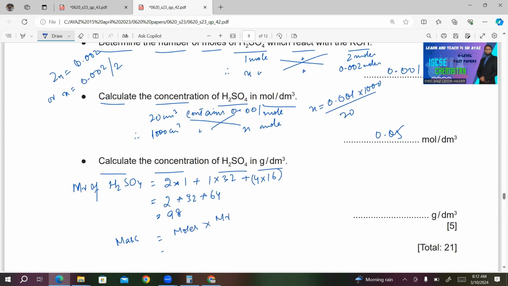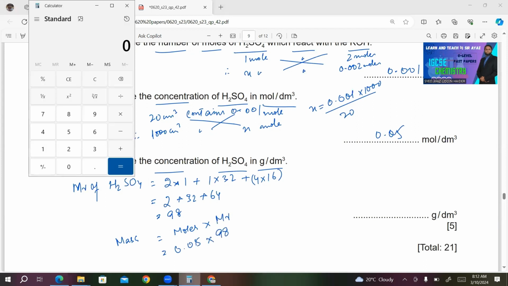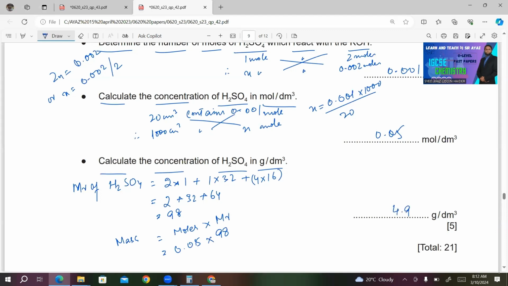So in order to get the mass, we need to multiply the moles by MR. So moles is 0.05 and it will be multiplied by MR, 98. 0.05 multiplied by 98 gives 4.9 gram per decimeter cube.